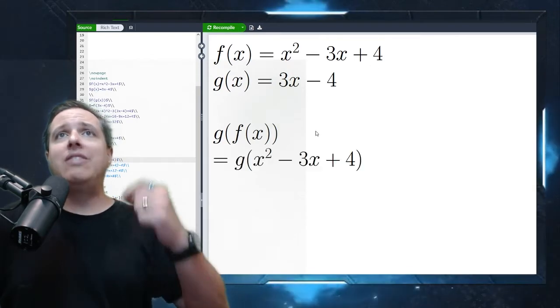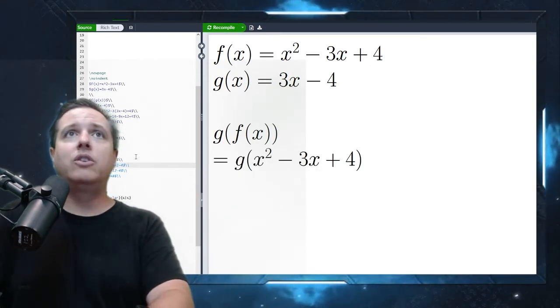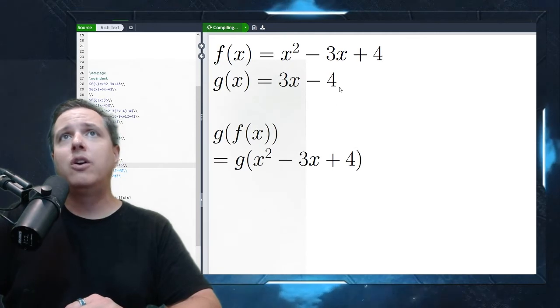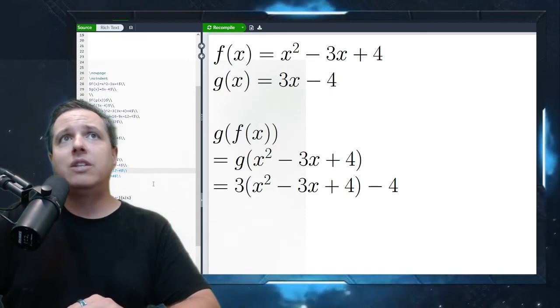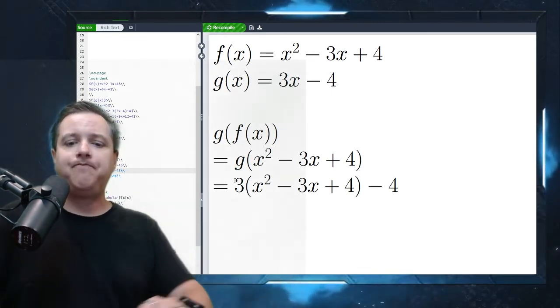So we're going to send that into our function g. Okay, and then g says you take the input and you multiply it by 3 and then you subtract 4. So we're going to take our input, multiply it by 3 and subtract 4. And then we still have some simplifying to do here, although it's a little easier than the last problem.